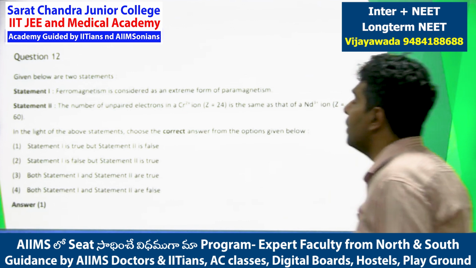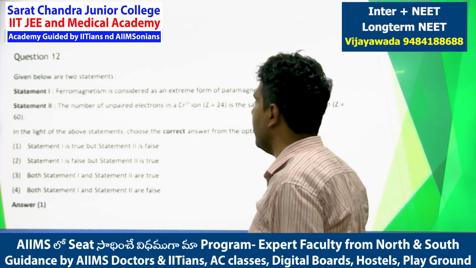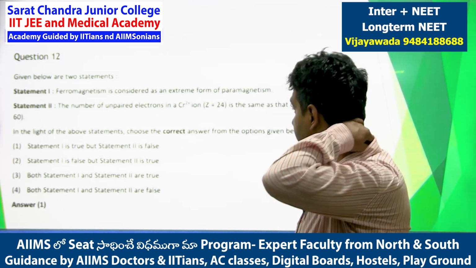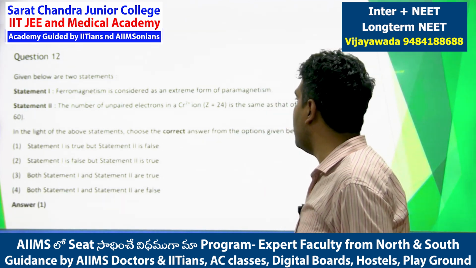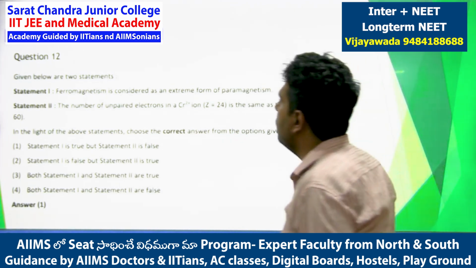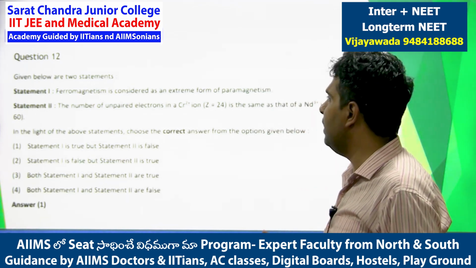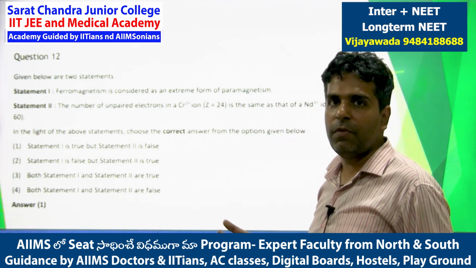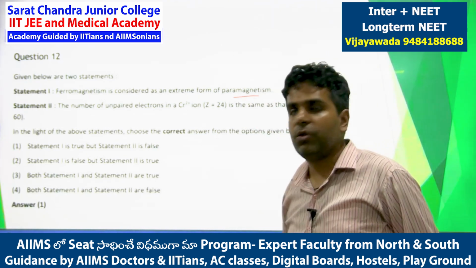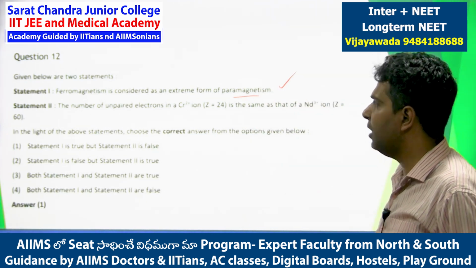Next question. Statement 1: ferromagnetism is considered as an extreme form of paramagnetism. Statement 2: the number of unpaired electrons in chromium +2 ion is the same as that in niobium +3 ion. So first statement, what is ferromagnetism? The more the number of unpaired electrons, the paramagnetic substance will be called ferromagnetic. So ferromagnetism is an extreme form of paramagnetism. So that statement is correct.